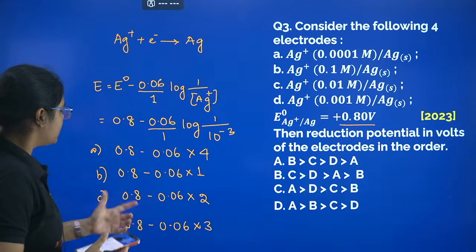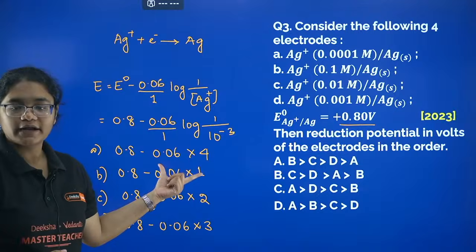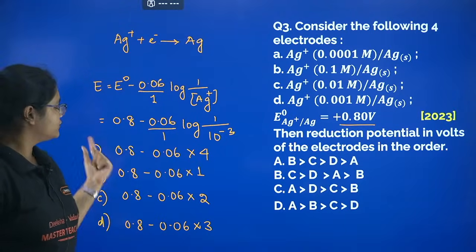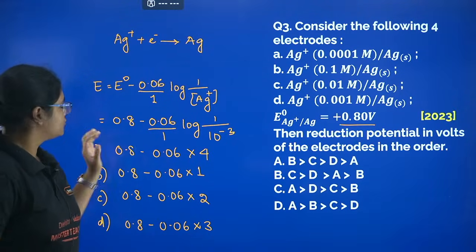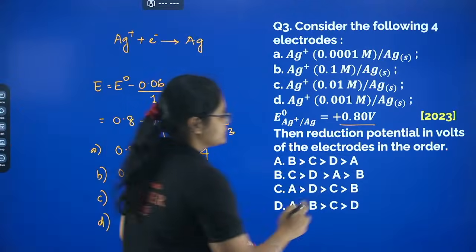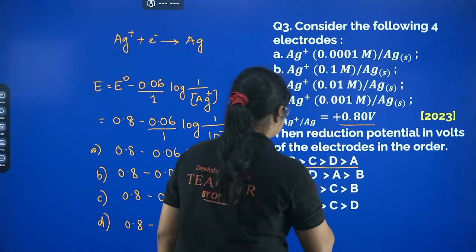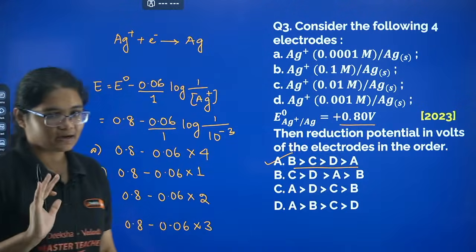Now see, here you are subtracting a bigger number, right? Here you are subtracting a bigger number. So this value will be the least one. So option number A has to be least. There is only one option where you have the least value. So option number A will be the correct answer.